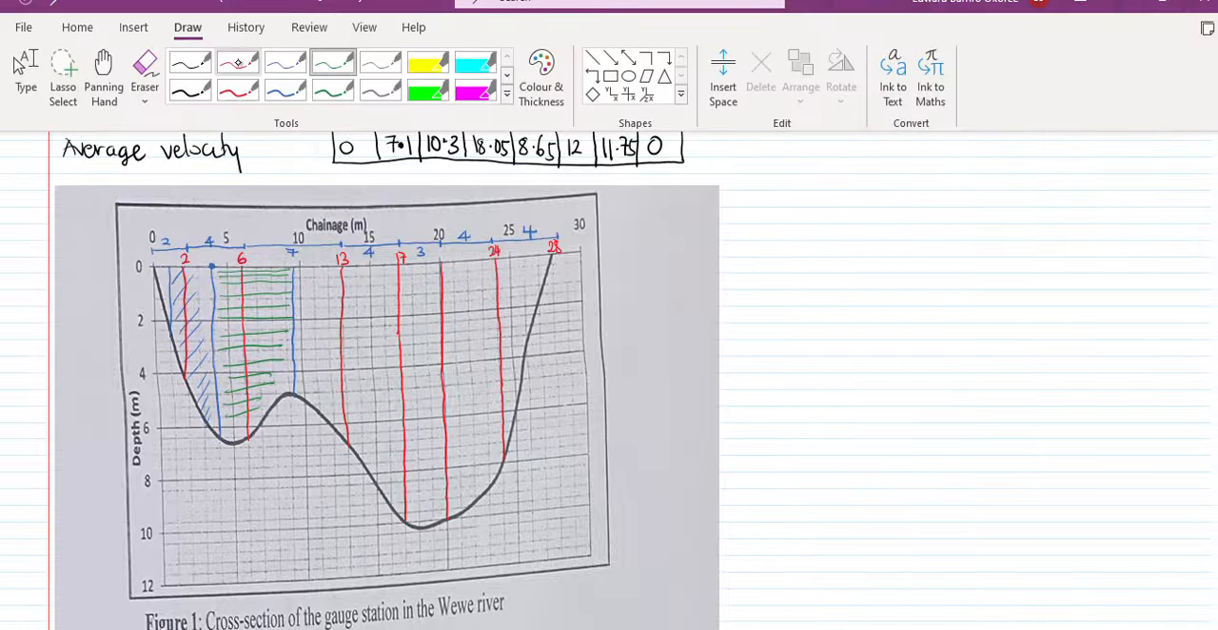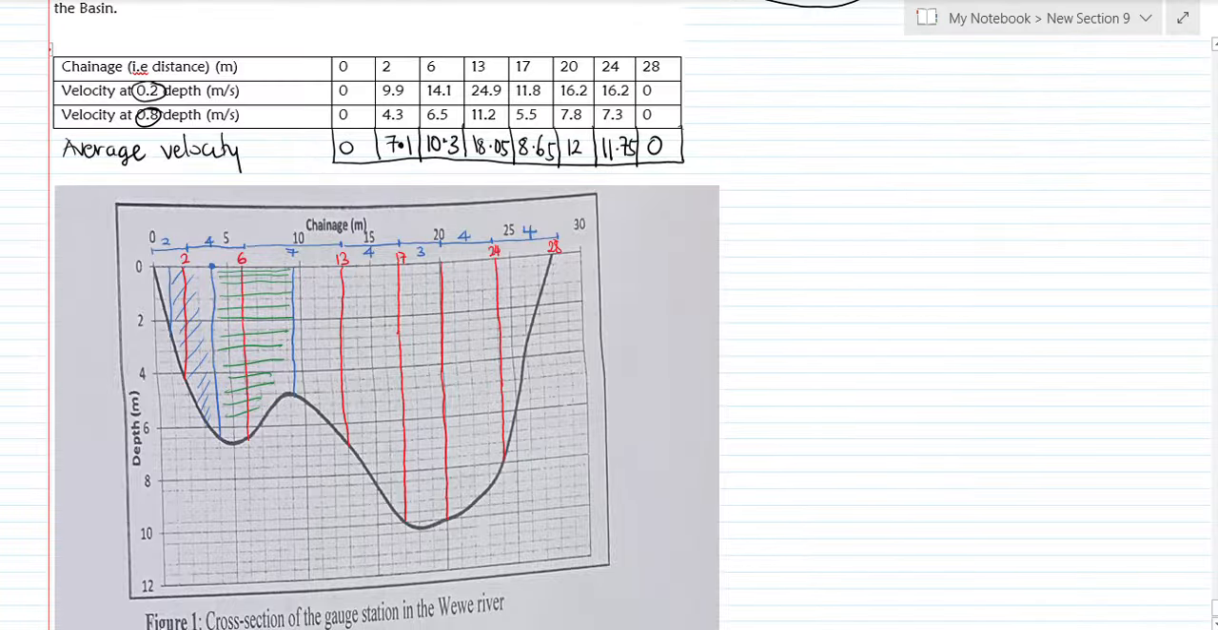Now, under each midsection, under each chainage, there was a velocity. So I'm going to write the velocity down here. So this is 7.1, this is 10.3, 18.05, 8.65, this is 12, this is 11.75, and this is 0. Those are the velocities, right?